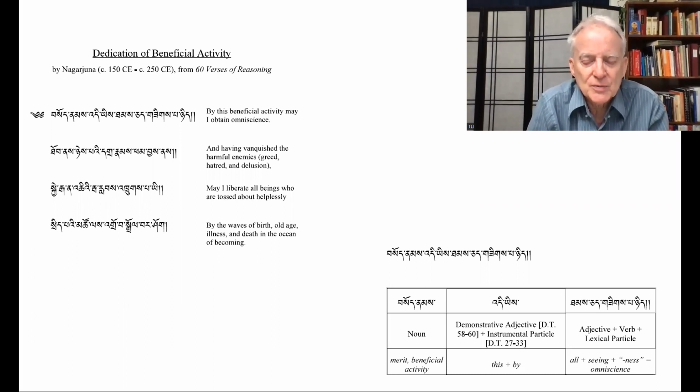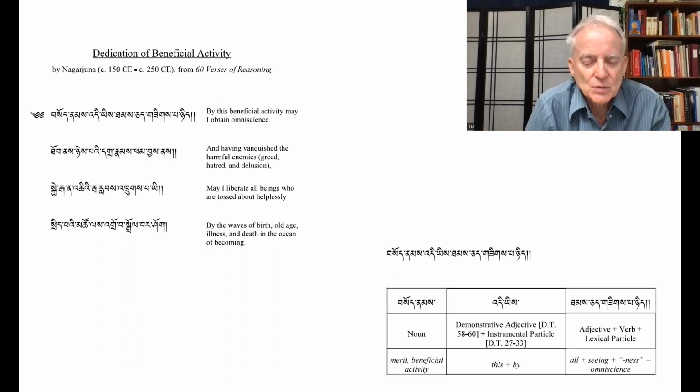We're doing an ongoing group of recordings aimed at sharing with beginning readers of Tibetan some things about reading Tibetan, reading classical Tibetan, the language of the Buddhist texts. So this new series that we're starting right now is a short series on the Dedication of Beneficial Activity prayer. This is a prayer written by Nagarjuna in the 2nd or 3rd century of our era in his book, The 60 Verses of Reasoning. And then it was translated into Tibetan and is now done by all schools of Tibetan Buddhism.